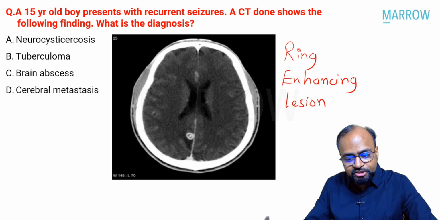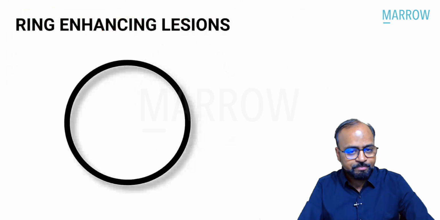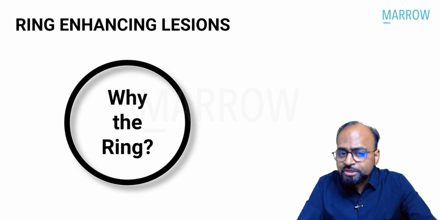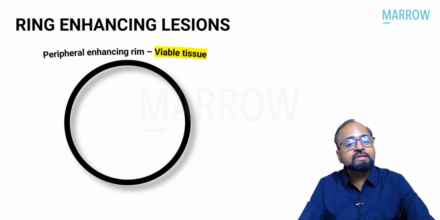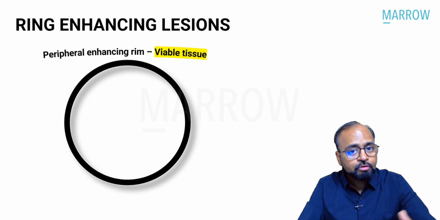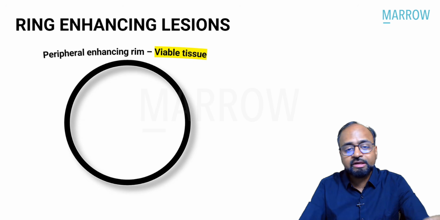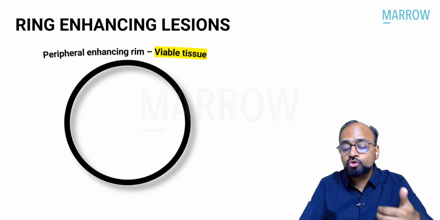What is a ring enhancing lesion? A ring enhancing lesion is a lesion within the brain parenchyma that looks like a ring. But why does it indeed look like a ring? It looks like a ring because along the periphery of the lesion, you have the viable tissue which enhances, and this is the peripheral enhancing rim. But why does the peripheral area enhance and why not the central portion? It is because the central portion is not viable.